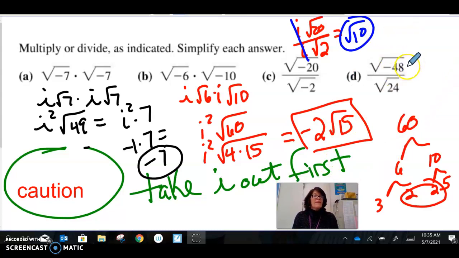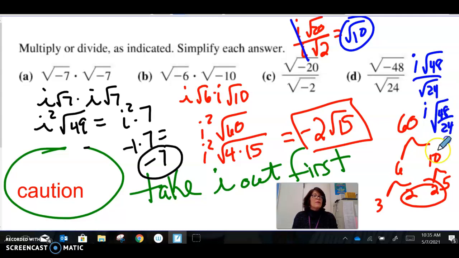So, in this case, I have i square root of 48 over square root of 24. I can go ahead and divide 48 by 24. This is i square roots of 48 over 24, which is what, 2? So I get 2i. You notice there's an i there. There was nothing to cancel it with.